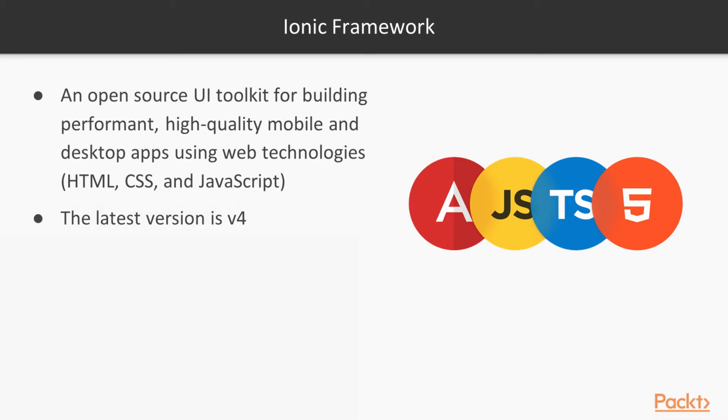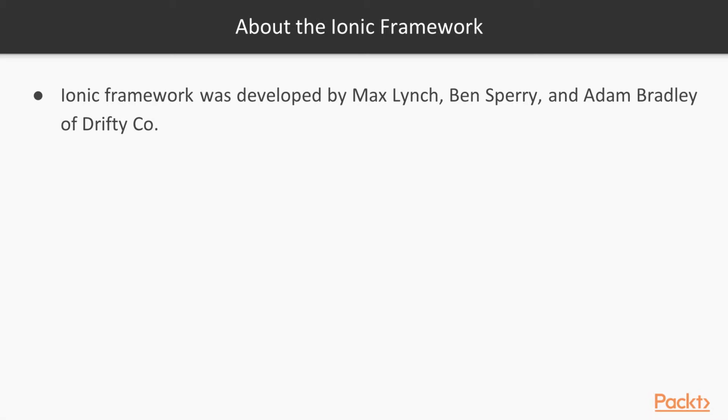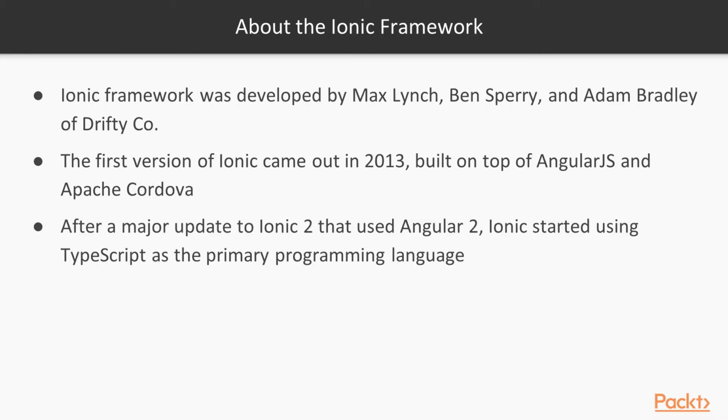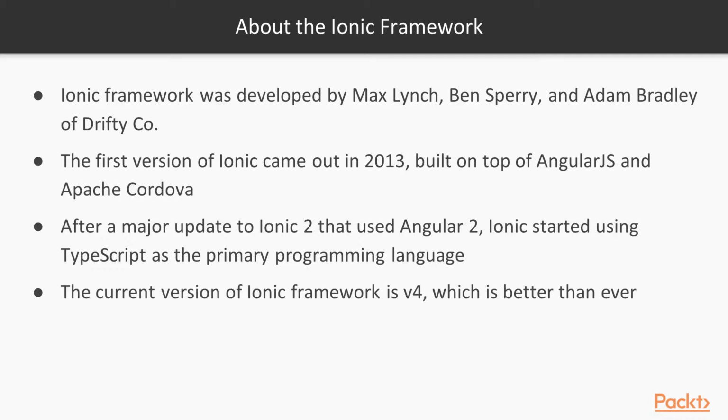The latest version of Ionic framework is version 4. Ionic framework was initially developed by Max Lynch, Ben Sperry, and Adam Bradley of Drifty Corporation. The first version of Ionic came out in 2013, which was built on top of AngularJS and Apache Cordova. As an update to AngularJS was released by the Google team called Angular 2, Ionic also released a major update called Ionic 2 that used Angular 2 as the backing framework. With this, Ionic also switched to TypeScript as the primary programming language because Angular 2 used TypeScript. As of now, the current version of Ionic framework is version 4, which is better than ever.